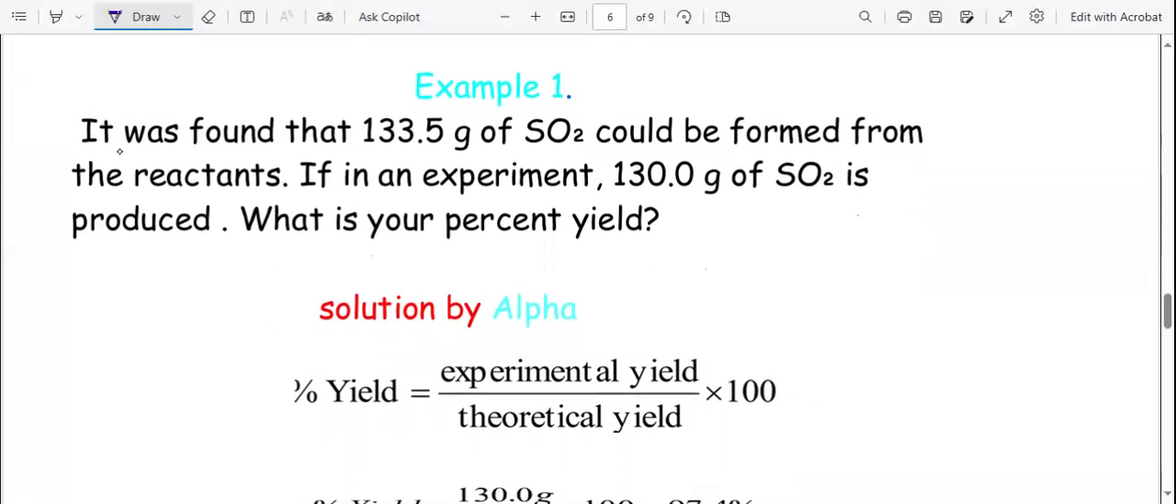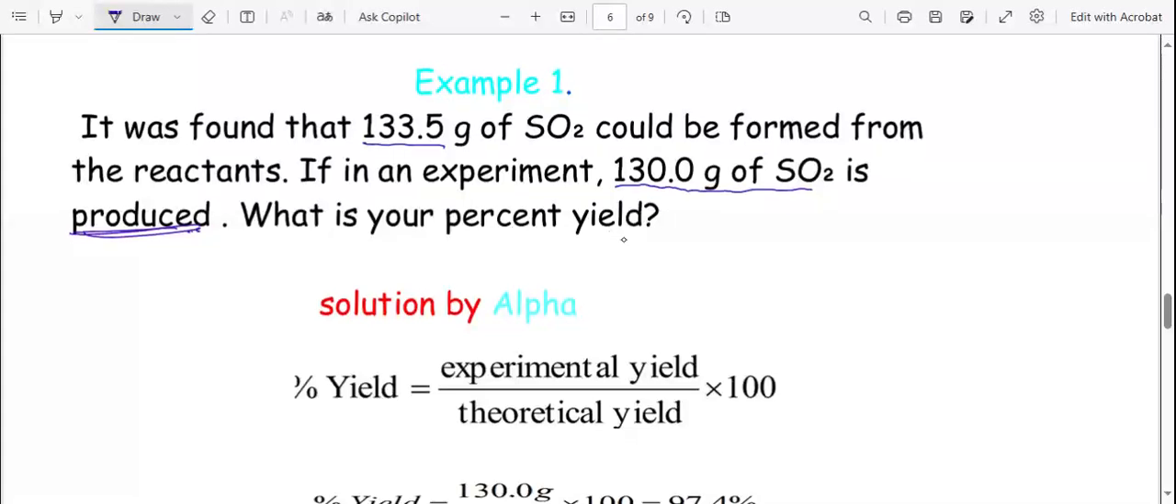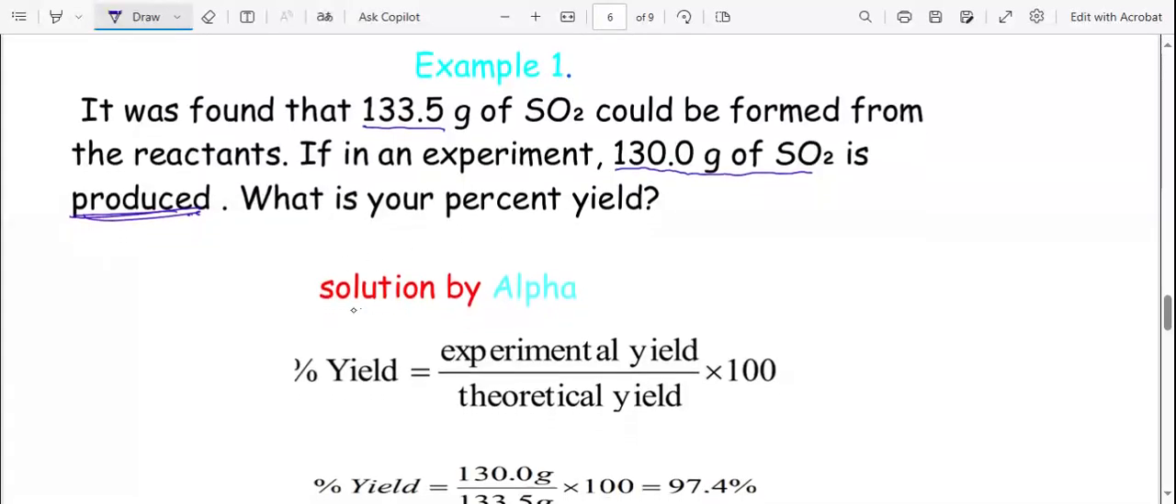So we have an example here. It was found that 133.5 grams of sulfur dioxide could be formed from the reactants. If in an experiment 130.0 grams of sulfur dioxide is produced, so this is the actual experiment you have seen, the experimental yield. So what is the percentage yield?